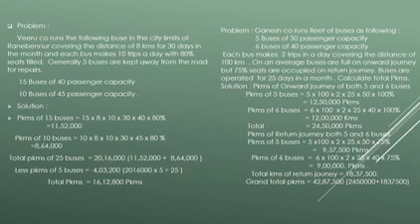Now total onward journey's passenger kilometer is equal to 24,50,000, that is 12,50,000 plus 12 lakh.